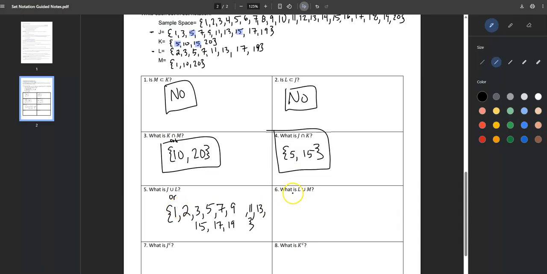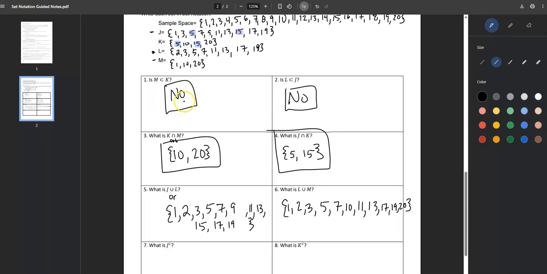my union. Okay, if I'm looking at L and M, now I'm looking at the bottom two here. And I'm just going to write anything that's part of either one of them. So 1 is, 2 is, 3 is, 5 is, 7 is, 10, 11, 13, 17, 19, and 20. So I'm listing anything that's part of L or M. Doesn't have to be the shared at all.